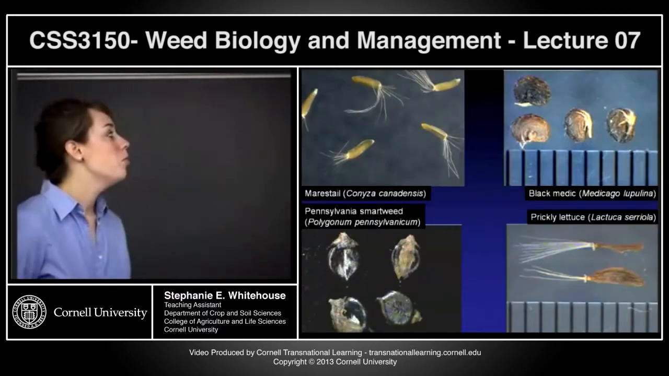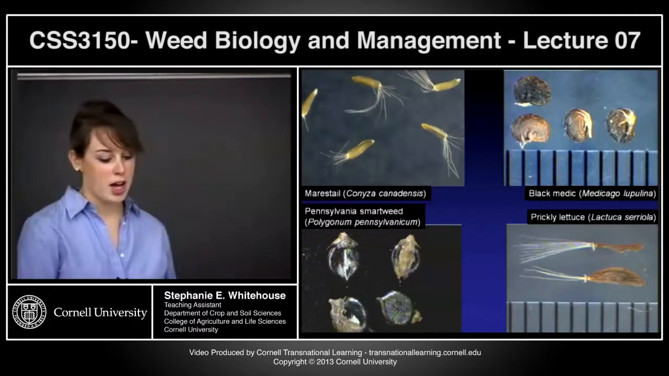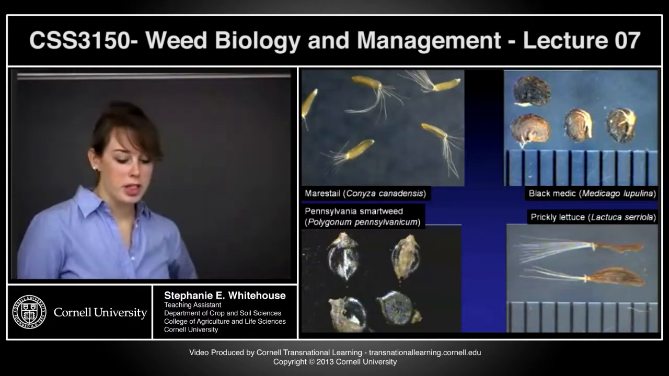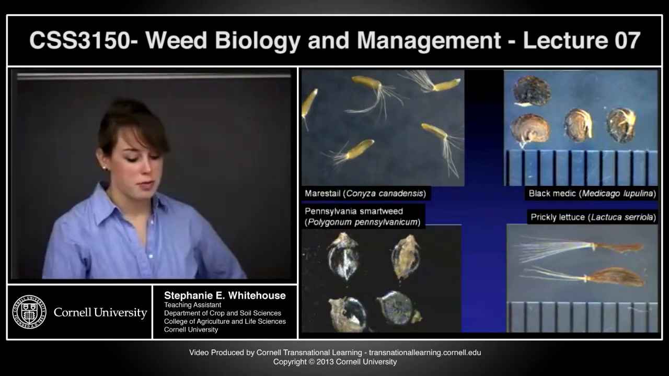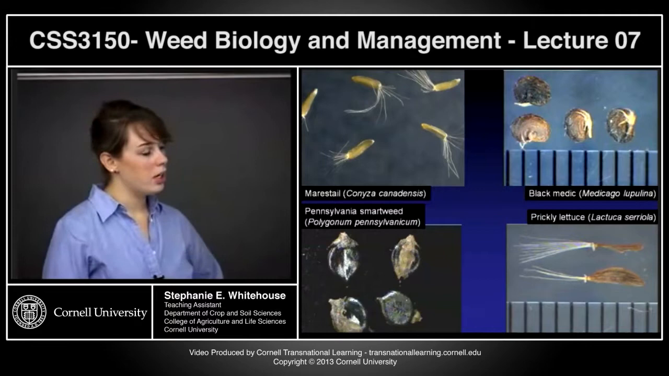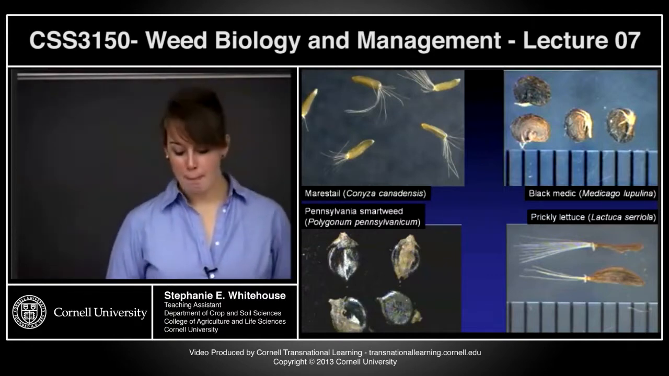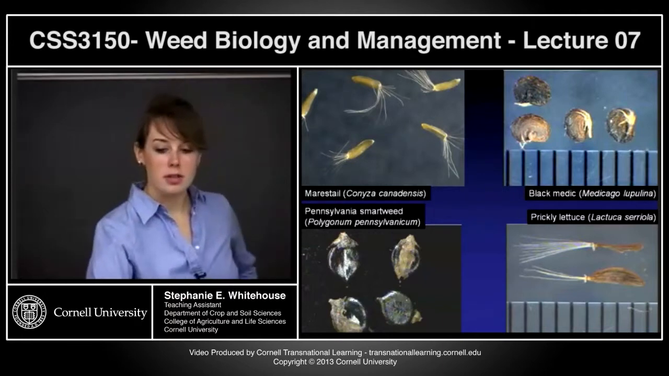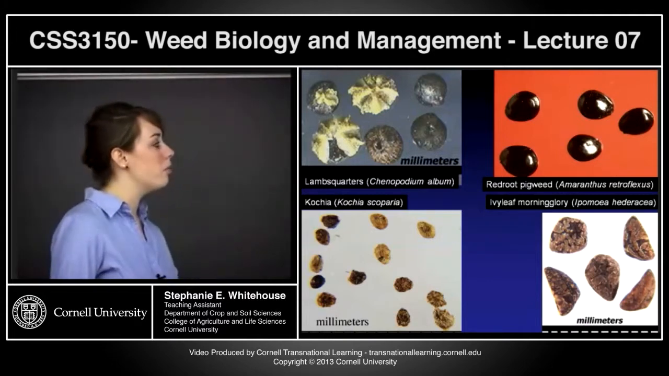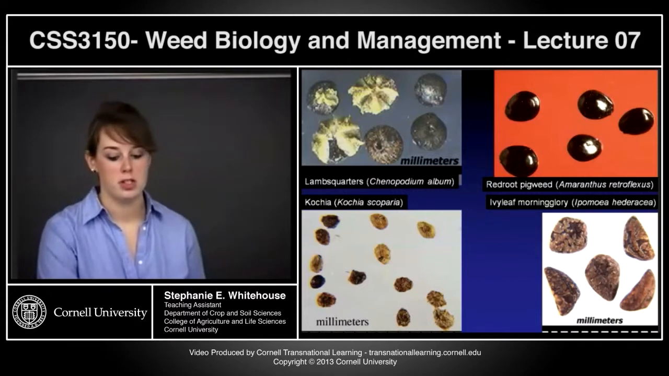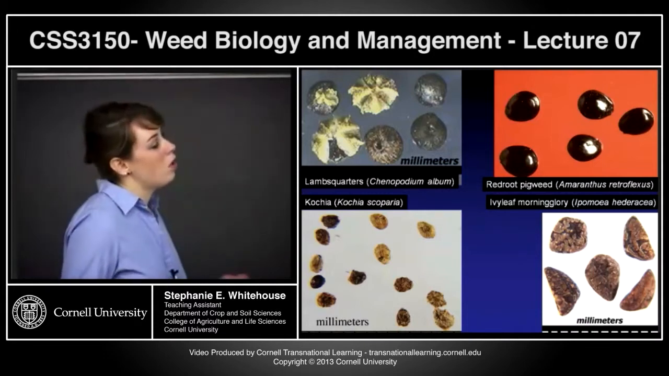We also have marestail, which is getting a little bit smaller. They range, as you guys saw this week in lab, about 1.2 to 2 millimeters in size. Pennsylvania smartweed, which we'll look at in a couple weeks, is one of the bigger seeds, at about 3 millimeters. Black medic is more on the size of about 2.3, or sometimes even smaller, about 1.5, because it has a seed husk that aids with water dispersal. Or you can have prickly lettuce, which is about 3 millimeters in size. Lastly, some of our smallest seeds include lambsquarters and kochia, which range between about 1 to 1.5 millimeters, and then redroot pigweed, which we saw this week in lab, and ivyleaf morning glory, which range between 1 to 5 millimeters.